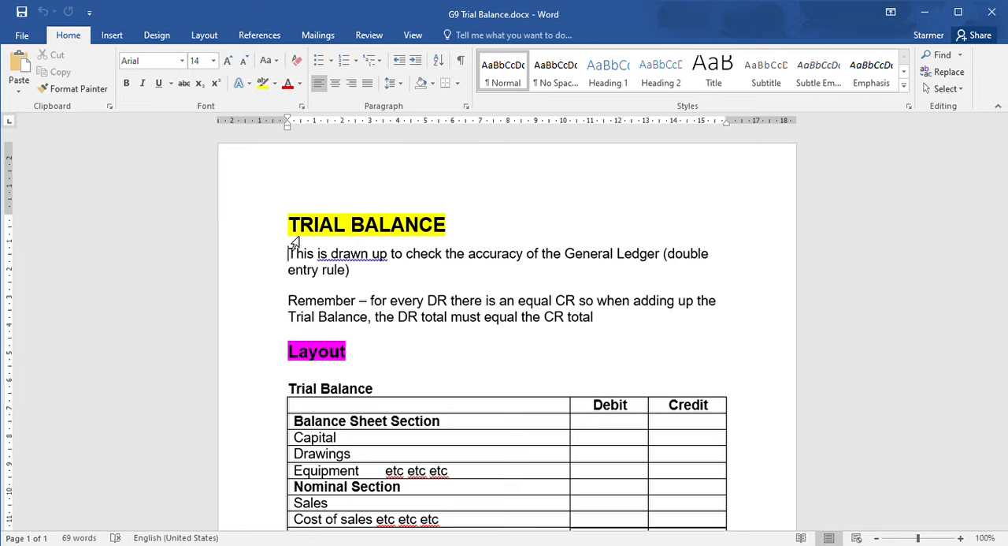Today I'm going to do a very short video on trial balance. A trial balance is drawn up to check the accuracy of the general ledger. In other words, your double entry rule.